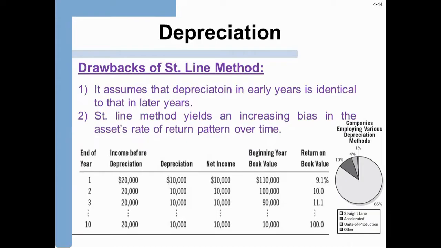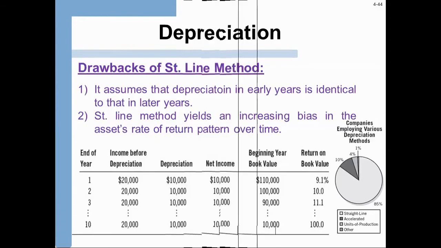Second drawback of this straight line method is straight line method yields an increasing bias in the asset rate of return pattern over time, which means that the asset which we are using is going to give us the same return in the first year and the last year, which is again actually not true, because most of the time the assets, when we buy them, they give us more return, means they produce more as compared to the later years of their life. So these are some of the drawbacks of the straight line method.